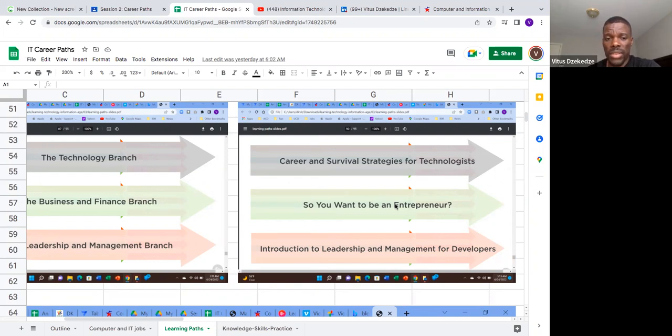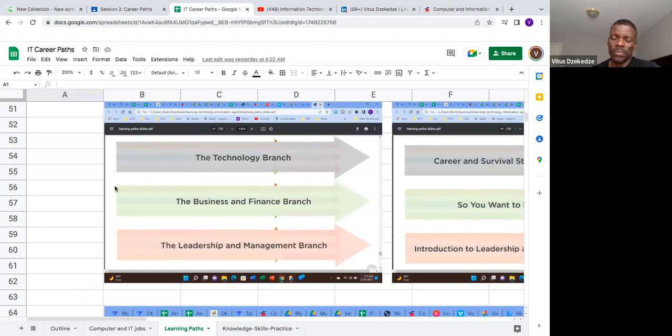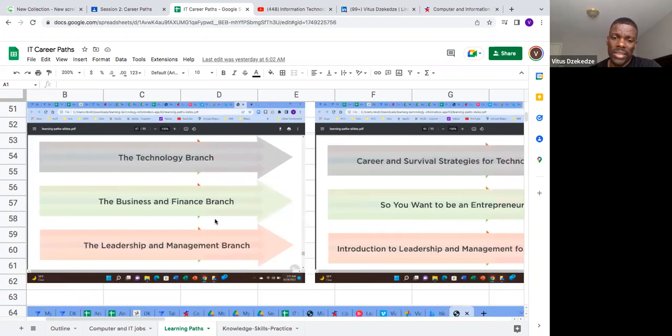So those are soft skills. The technology branch teaches you the hardcore skills. Those, again, are good for your career, and it's going to help you survive as a technologist. The soft skills are going to help you survive as an entrepreneur, and also in leadership and management. There are some things that you don't really teach in class: how to communicate, how to cooperate, how to have leadership and management skills. It is very important.